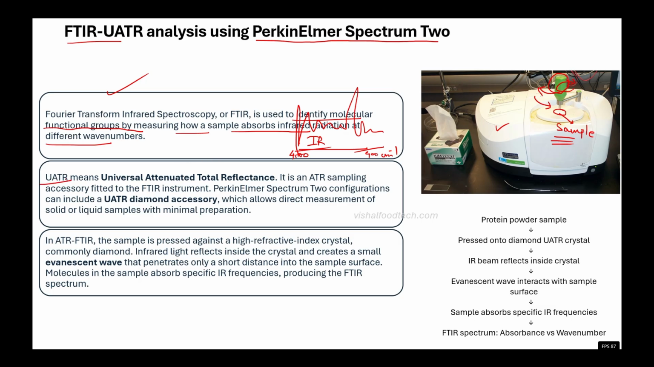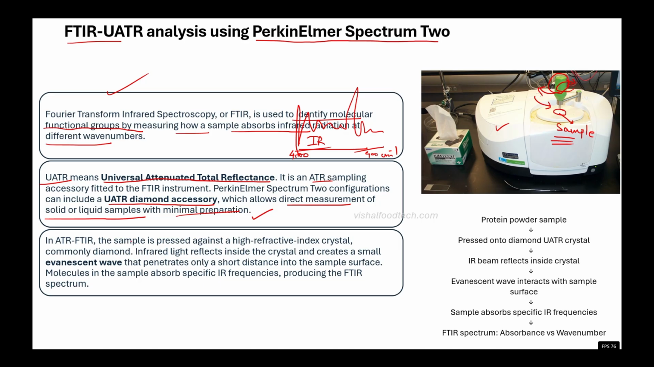And what does UATR mean? UATR means universal attenuated total reflectance, and it is an external accessory that is fitted to the FTIR equipment, and it includes a diamond accessory which allows direct measurement of solid or liquid samples with minimum preparation. We have to put the sample and press it, and then it will give the reading.